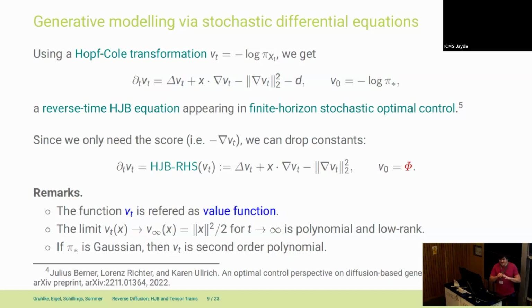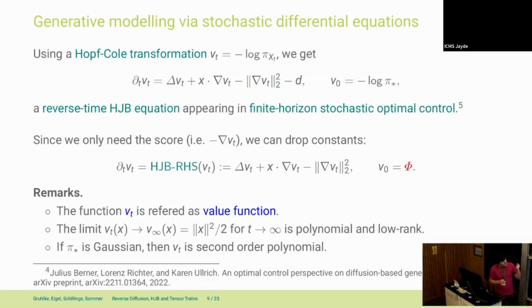This is a link to optimal stochastic control, as was pointed out by Julius and Lorenz in recent work. And what's important to note is that the dimension parameter here is a constant, and we don't care because we're interested in gradients only. So we just skip it for the remainder of this talk. And note the right-hand side now is an HJB right-hand side. And note that we start here with a potential phi. Okay. So we are starting with phi, and we're now interested in the evolution.